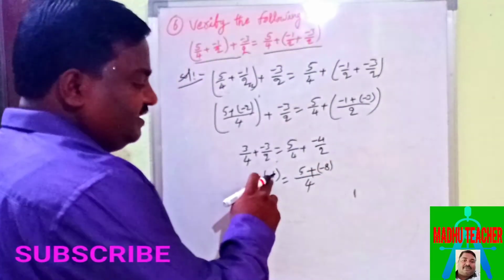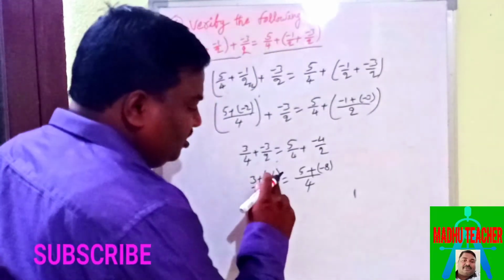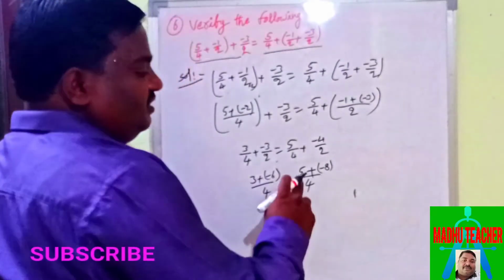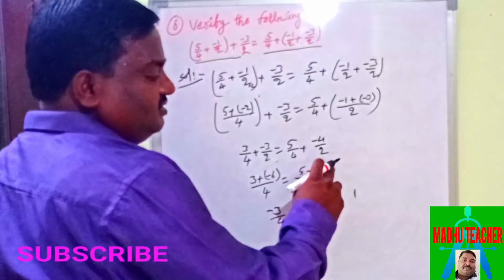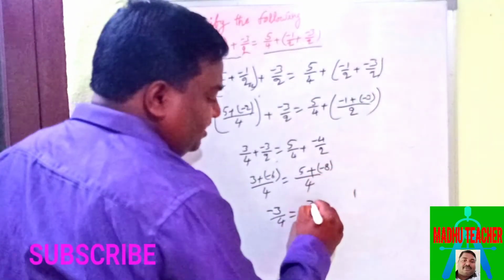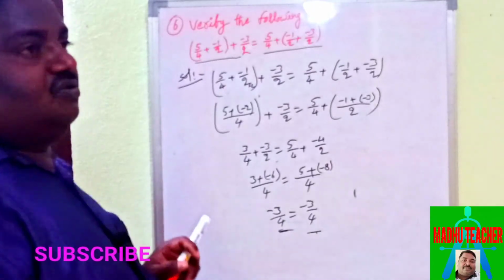So here different signs. Subtraction, 6 minus 3 is 3, biggest is minus, so put minus 3 by 4. Here also we have different signs. Subtraction, 8 minus 5 is 3, biggest is minus, minus 3 by 4. We got LHS equal to RHS.